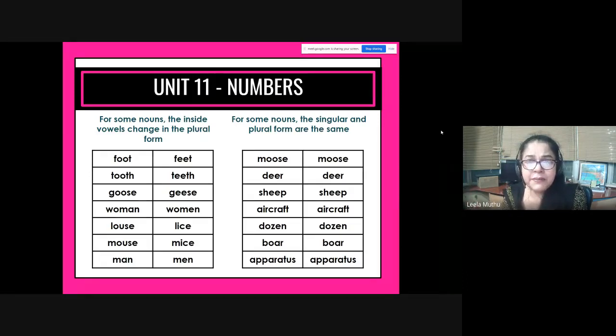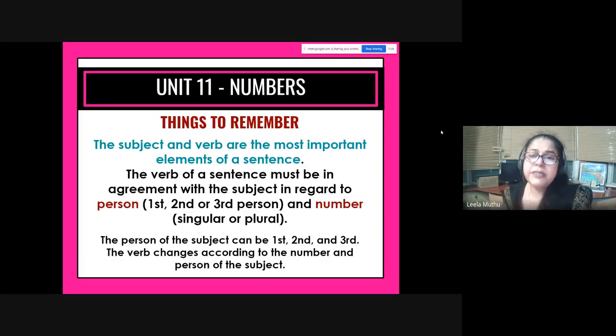Dozen remains the same. It means 12. When you say two dozen, it means 24, but we don't say two dozens. We say two dozen eggs, three dozen apples, for example. One boar, many boar. Apparatus is what is used when you're doing chemistry and these experiments. Whatever you use to do these experiments is called apparatus. So it's a set of apparatus, many sets of apparatus, it remains the same. So now you must remember certain things when we're talking about singular nouns and the plural forms of nouns.